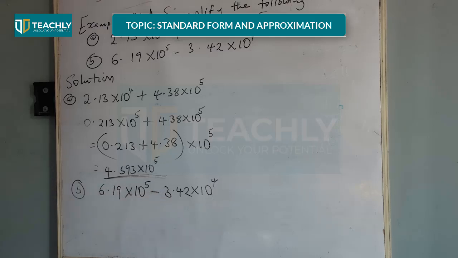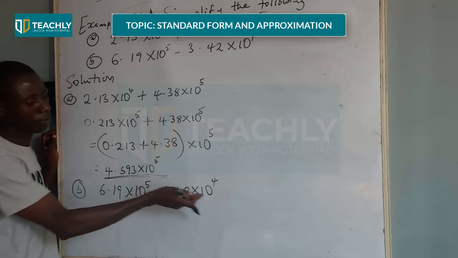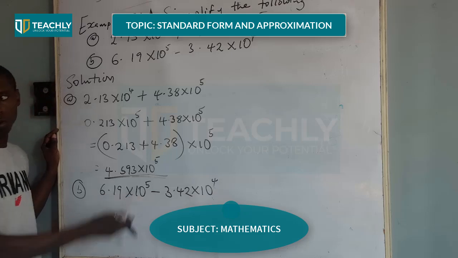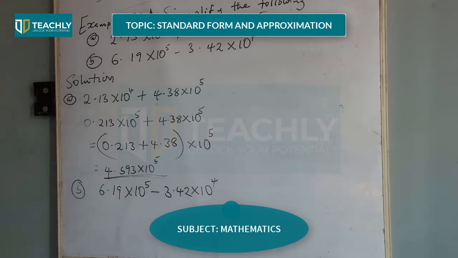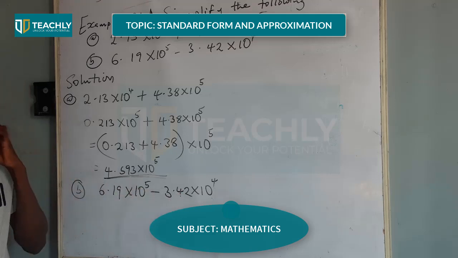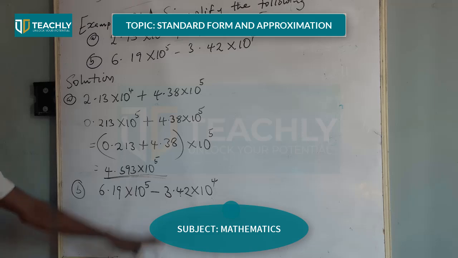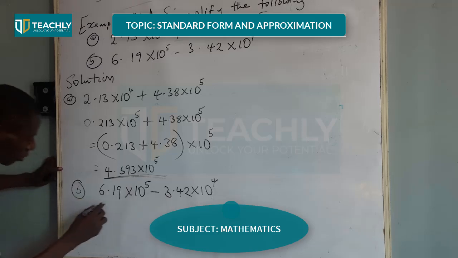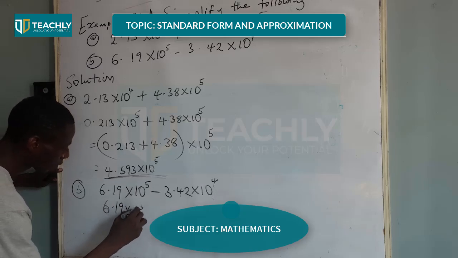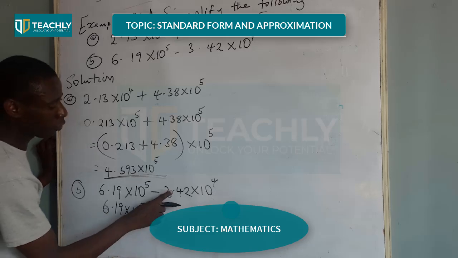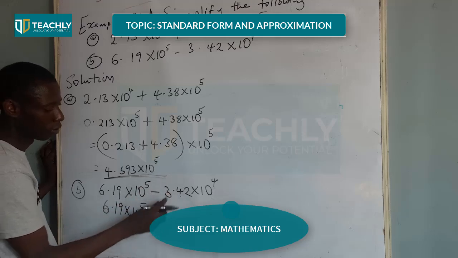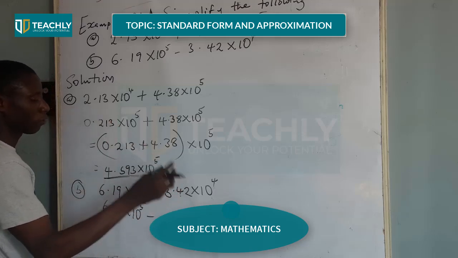We can decide to let this one be power of 4, or we can let this one be power of 5 before we subtract. Let's make this one power of 5, following the higher one. So this one is going to be 6.19 times 10 to the power 5. To make the other one power of 5, you shift the decimal point forward once, from right to left, which is 10 to the power 1.